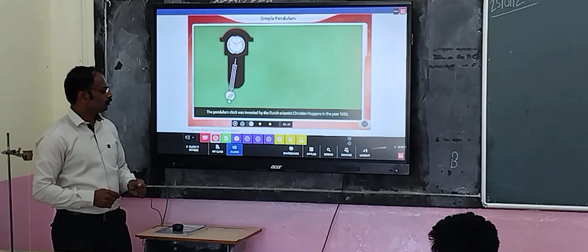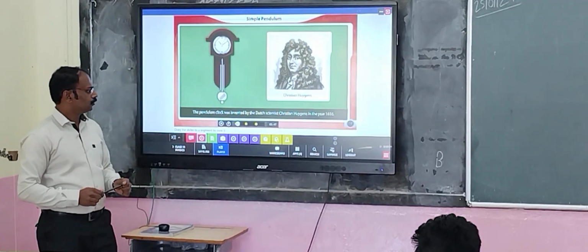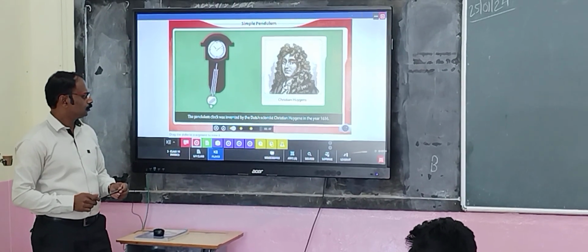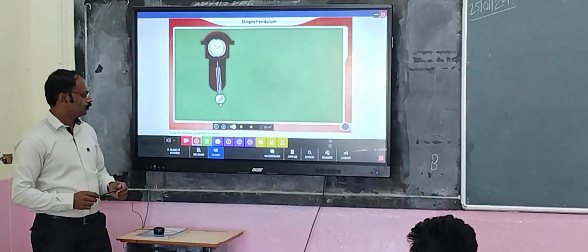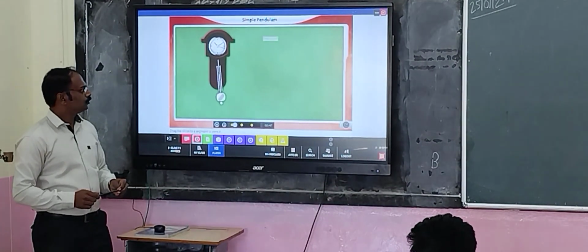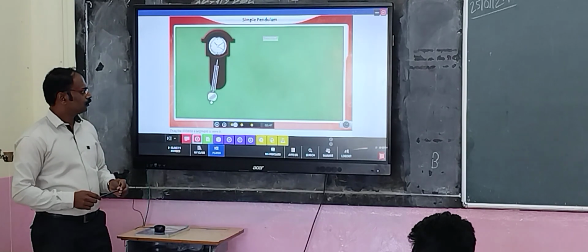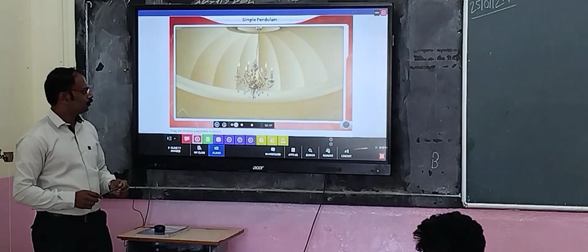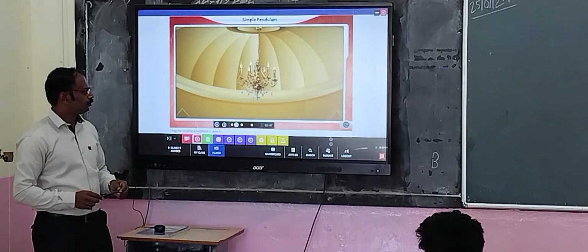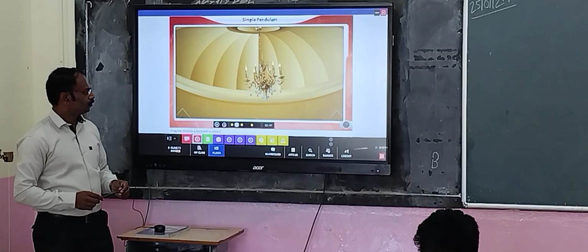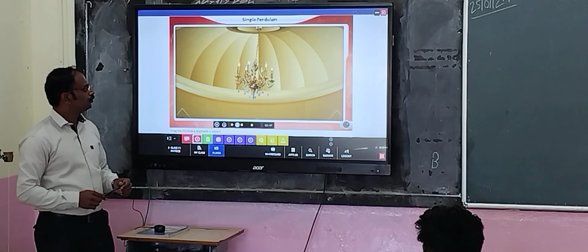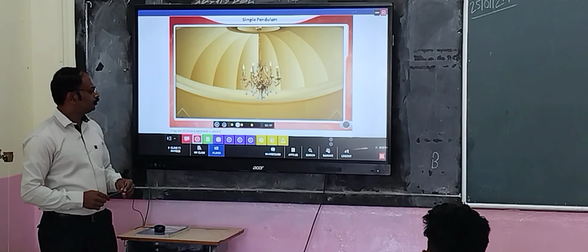The pendulum clock was invented by the Dutch scientist Christian Huygens in the year 1656. This invention was based on the investigations of the famous scientist Galileo Galilei. Galileo studied the moving chandeliers in a church and found that their motion was periodic.